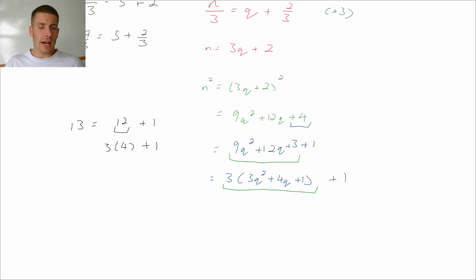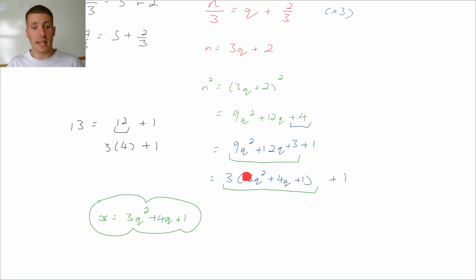And if I wanted to, like we did in the previous video, I could define this as something a little bit nicer, like I could call this x. Let's go and do that. So let's say that x is equal to 3q squared plus 4q plus 1, which we've got over here just to make things a little bit tidier.